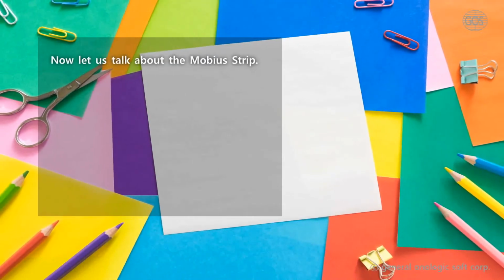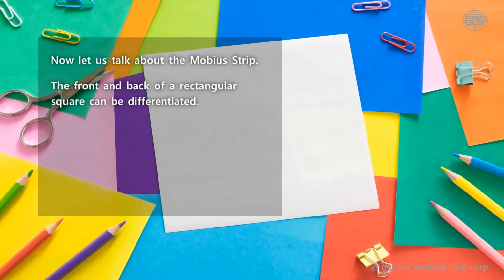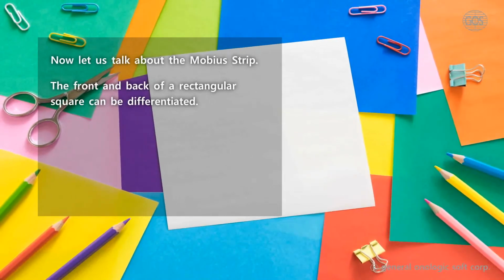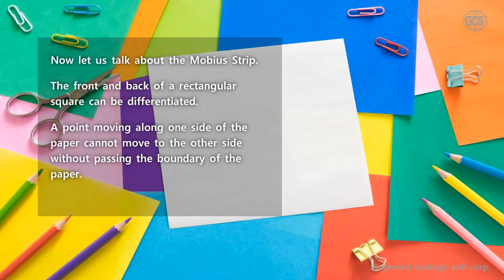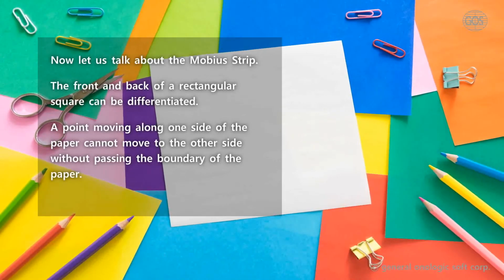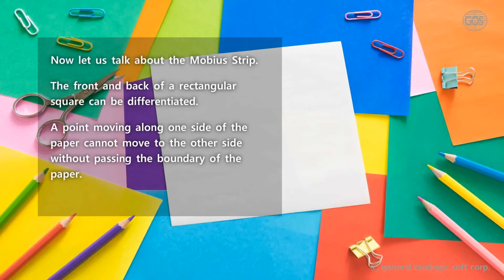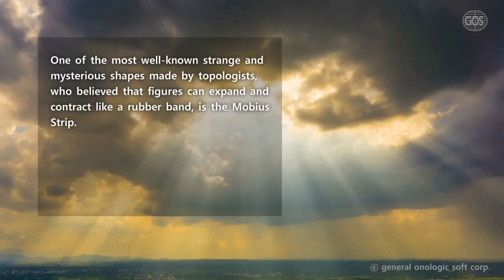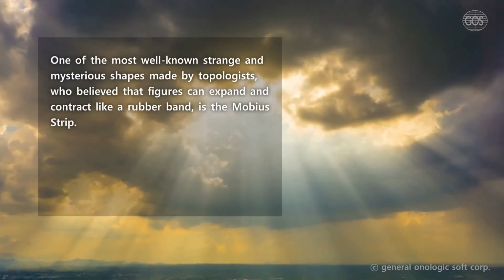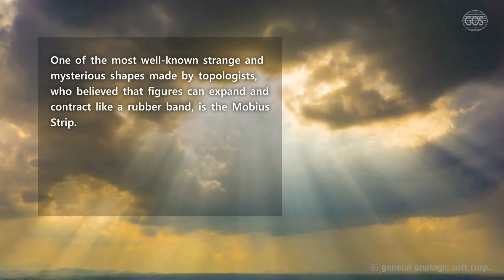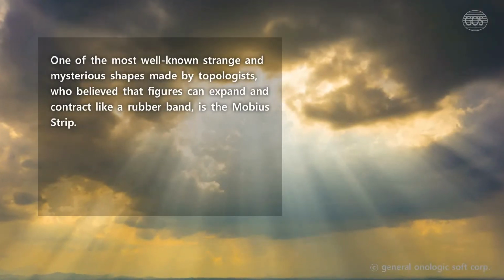Now let us talk about the Mobius strip. The front and back of a rectangular square can be differentiated. A point moving along one side of the paper cannot move to the other side without passing the boundary of the paper. One of the most well-known strange and mysterious shapes made by topologists, who believe that figures can expand and contract like a rubber band, is the Mobius strip.